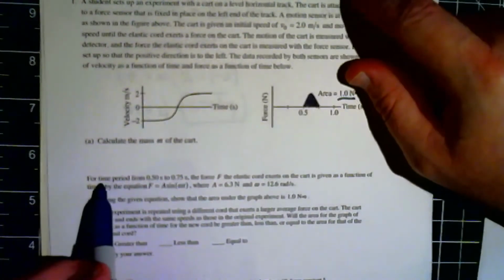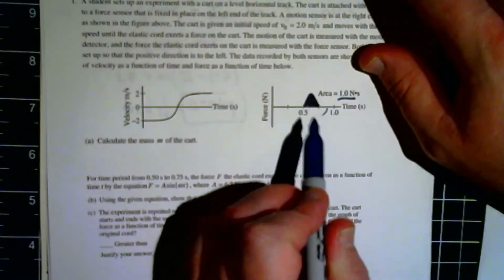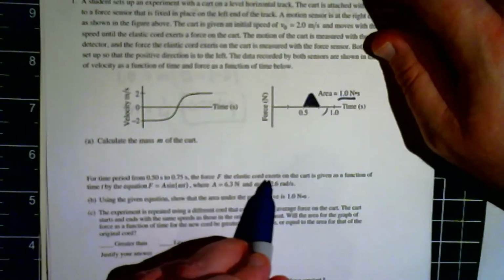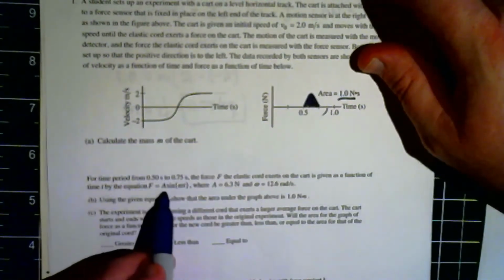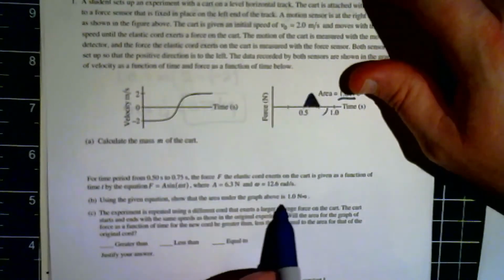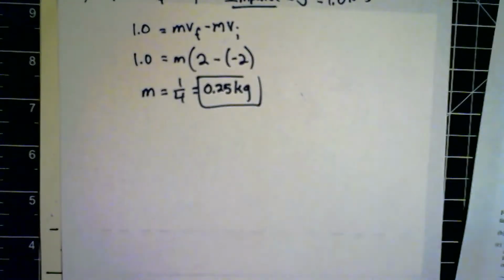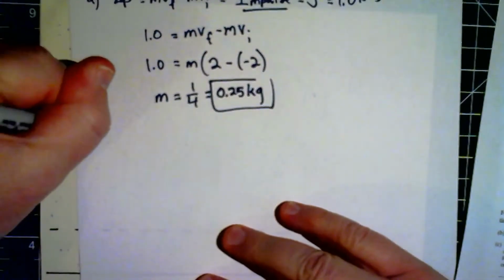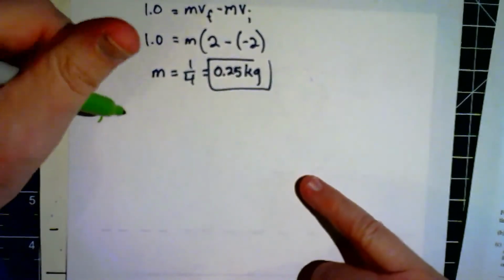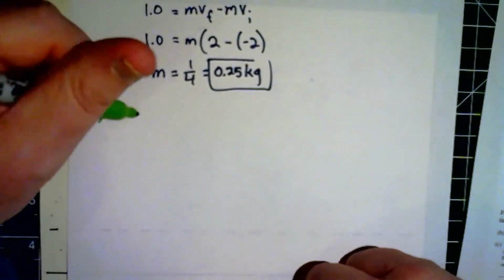Now part B, it goes on to tell us that for the time period from 0.5 to 0.75 seconds, which is this interval that they tell us, the force F the elastic cord exerts on the cart is given as a function of time by this information. And it says using that given equation, show that the area is 1 Newton seconds. To find the area, of course, you use an integral. The integral of this function will give us the impulse. In other words, it's trying to verify that our impulse is 1.0.